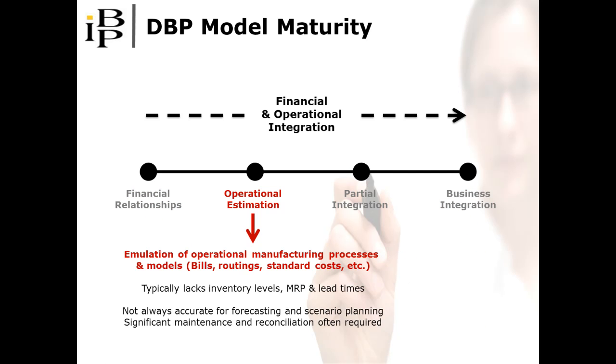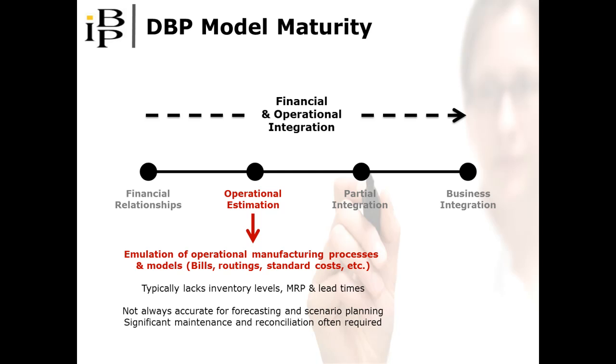The second stage of maturity is called operational estimation. At this stage, finance functions build models that attempt to emulate operational planning logic. They may include things like bills of materials, routings, and standard costs. But they typically lack more advanced logic such as inventory parameters, lead times, and MRP netting. One of the main reasons for this is that such logic is very difficult and expensive to build.